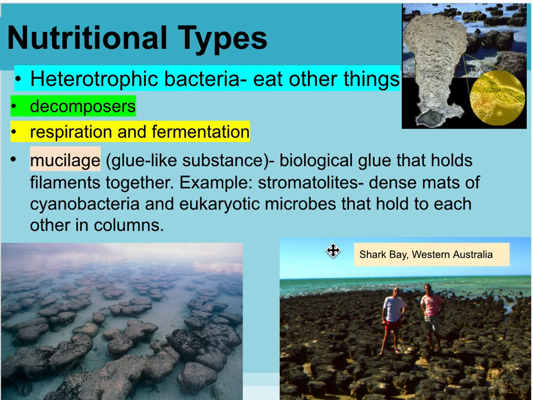respiration or fermentation, and some have mucilage, which is like a glue-like substance that will hold them together in these dense mats and make things like these stromatolites, where they have layers upon layers of thick bacterial columns, like you see here in Shark Bay in Western Australia, or here in this picture.